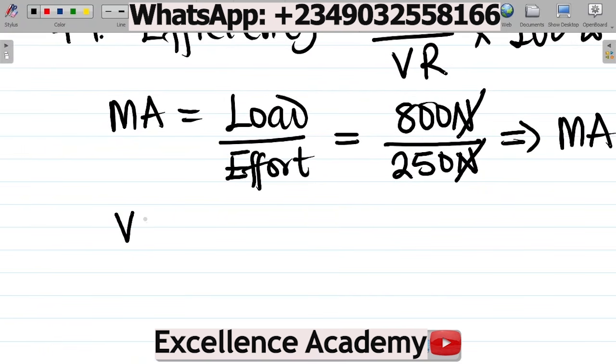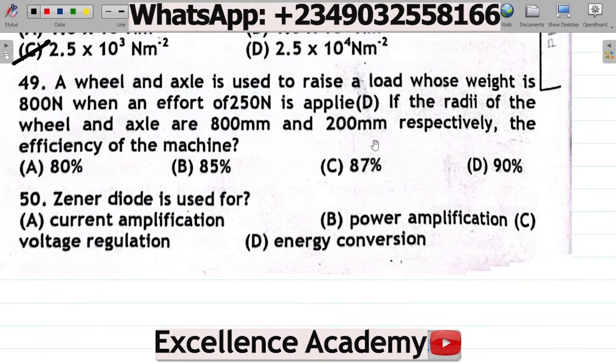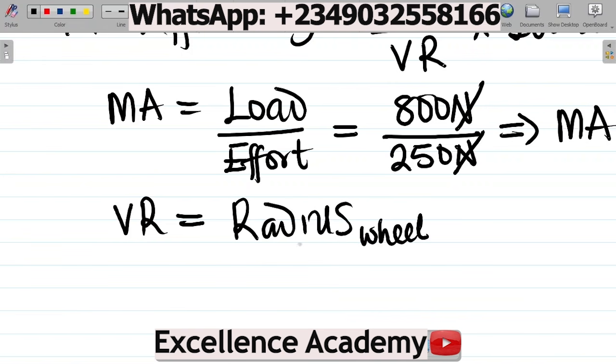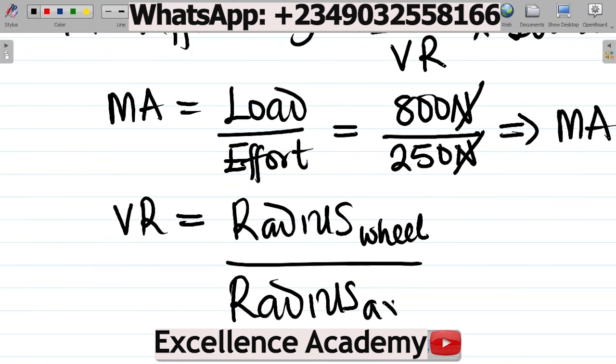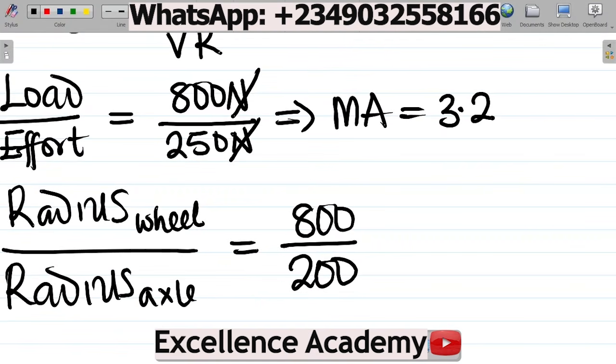Let's get the velocity ratio. Look at the question, they said wheel and axle. Now, for wheel and axle, note that velocity ratio is equal to the radius of the wheel all over the radius of the axle. Radius of the wheel in the question is given as 800, all over the radius of the axle, which is 200. So if you punch 800 over 200, your value gives you 4.